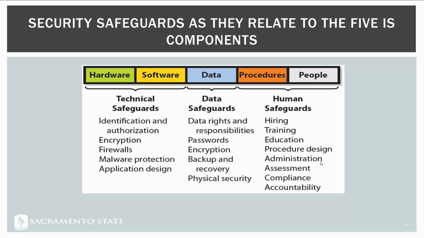How do we provide accountability so that if people break things or violate the rules, what sort of policies do we have in place, and is there a sanction at all? Is there any sort of sticks and carrots to motivate behavior towards better security? And so all of these pieces, all 5 components, have technical, data, and human safeguards related to IT security.